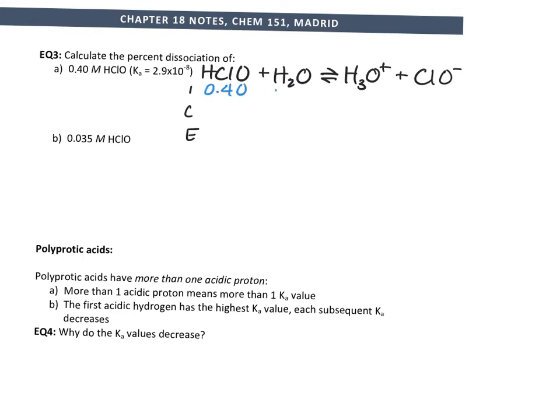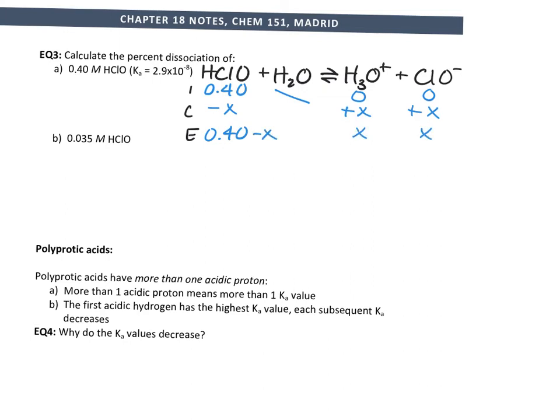0.40. We don't care about water. It's not involved in the ICE table. And for both products, it's 0 before the dissociation occurs. The change is going to be minus x, and plus x. And then at equilibrium, we have 0.40 minus x, and x.